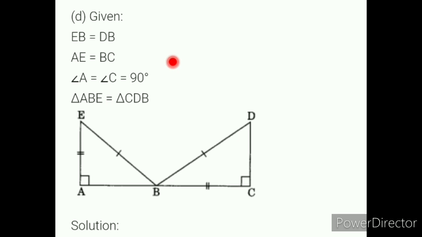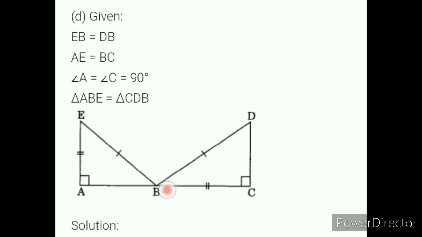Given triangles are right triangles, right? ABE is one triangle in which angle A is a right angle, and angle C is a right angle in triangle BCD. Got it? So which is the hypotenuse? The side opposite the right angle. What is that? The hypotenuse is BE. In this triangle, the hypotenuse is DB.